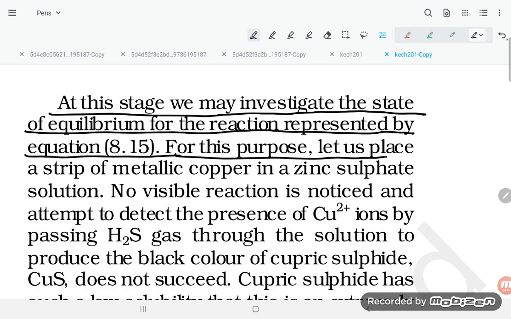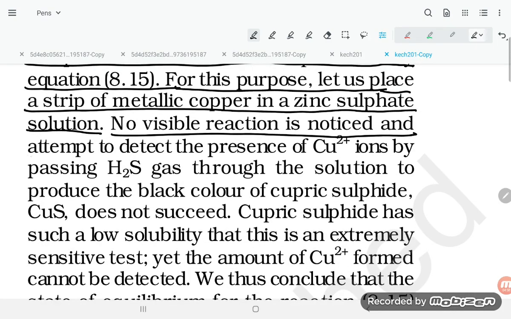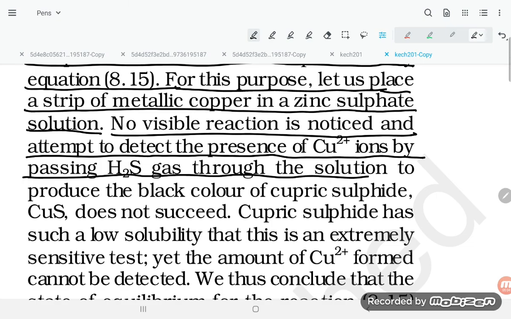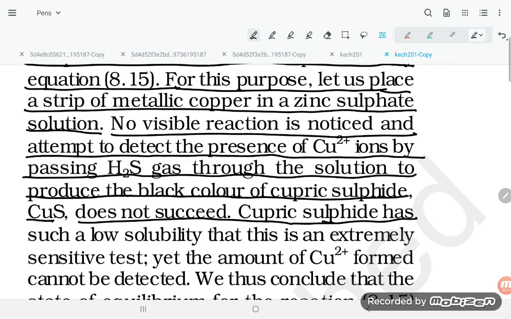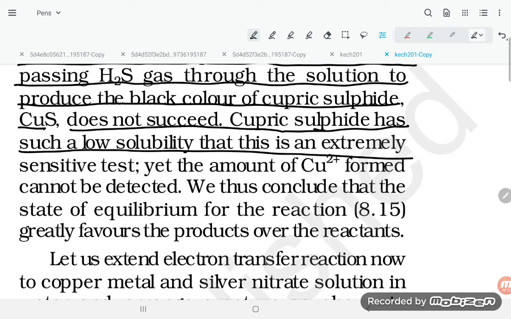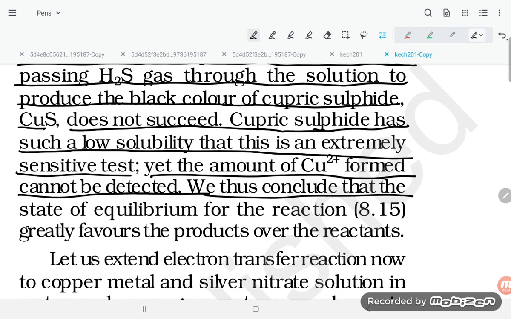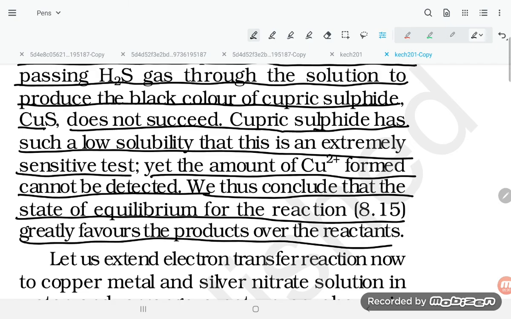For this purpose, let us place a strip of metallic copper in a zinc sulfate solution. No visible reaction is noticed, and attempts to detect the presence of Cu2+ ion by passing H2S gas through the solution to produce the black cupric sulfide, CuS, do not succeed. Cupric sulfide has such a low solubility that this is an extremely sensitive test. The amount of Cu2+ formed cannot be detected. We thus conclude that the state of equilibrium for the reaction 8.15 greatly favors the products over the reactants.